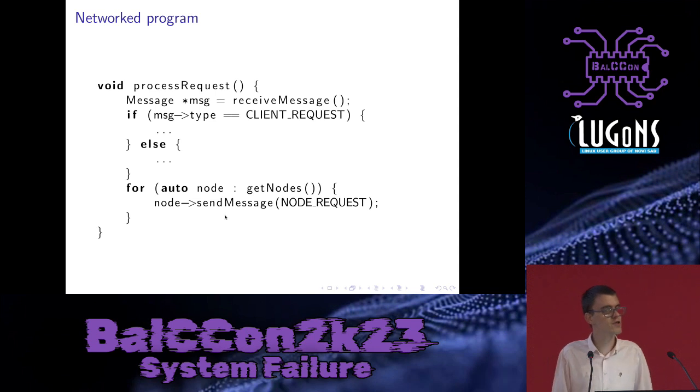And then we are sending messages to nodes. And now, what are nodes? Well, these are nodes we are connected to. So this is some kind of distributed application we are working on. So here we, for instance, may encounter errors during network communication.